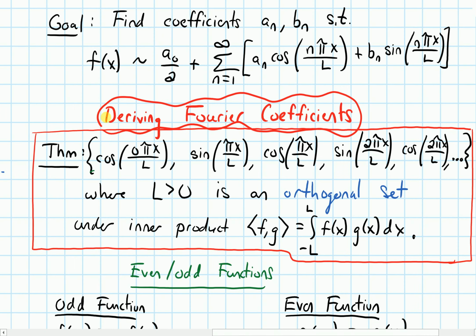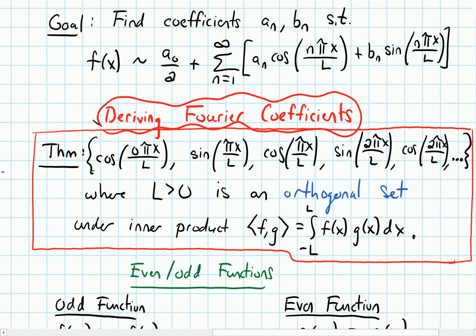So in this video, I'm going to talk about deriving Fourier coefficients. Recall that we ended the last video by saying that we're going to try to approximate our function f of x in the following form, as this sum of cosine and sine terms. What we want to do is ultimately talk about how do we find these coefficients, the an and the bn.